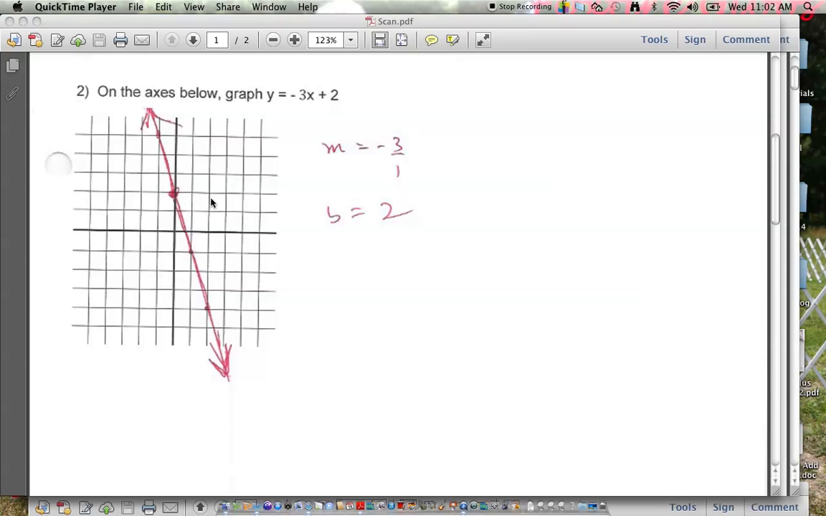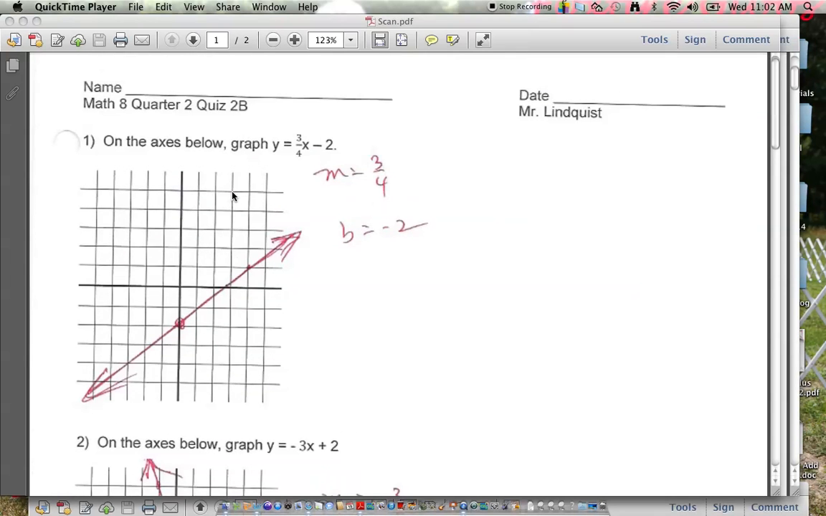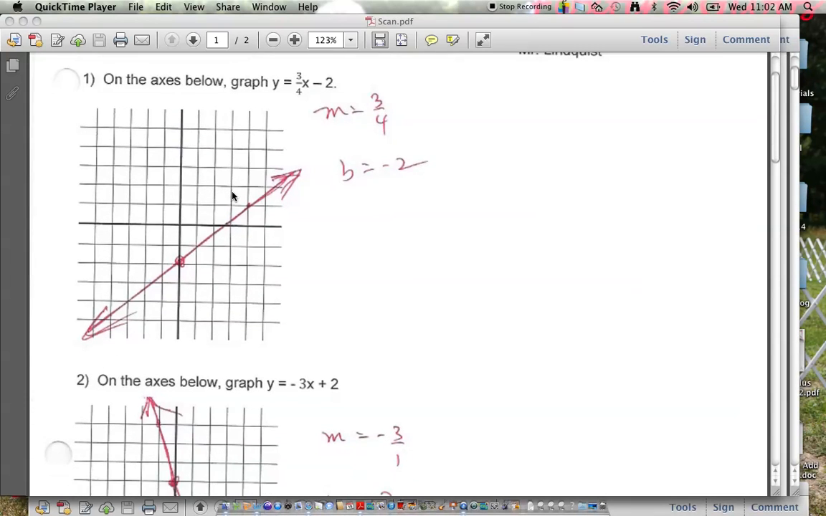Okay, so let's take a look at our quiz now and go through this step by step. It says on the axis below, graph y equals 3/4 x minus 2.